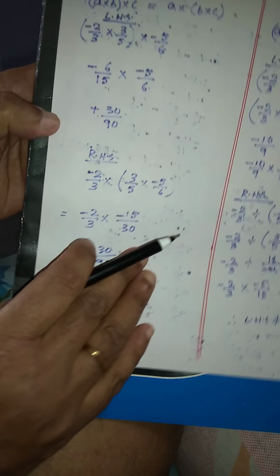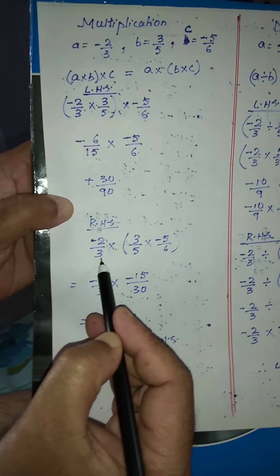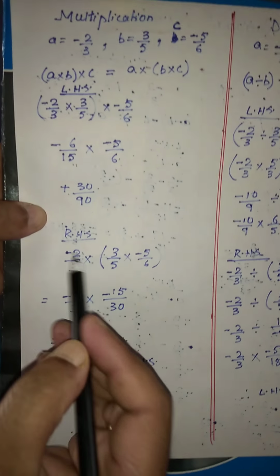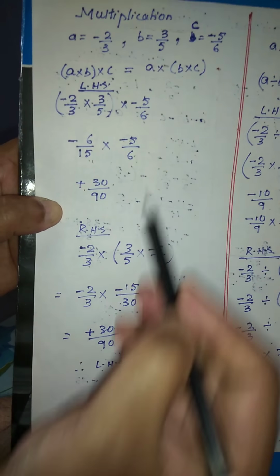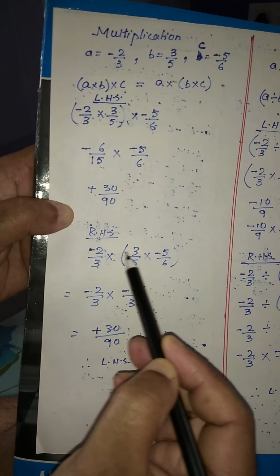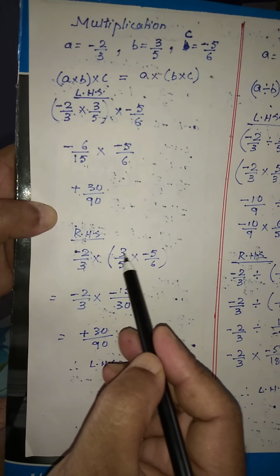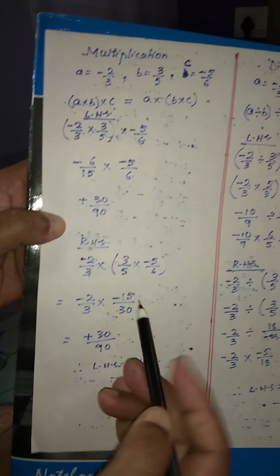Now we'll see what the answer of RHS is. So what is there in the RHS? A into B into C. I've just put the values in place of the letters. In place of A, I've written 2 by 3 into, inside the bracket, in place of B, I've written 3 by 5 into, in place of C, I've written minus 5 by 6. Let's solve this bracket first. So 3 into minus 5 is what? Minus 15, and minus 5 into 6 is what?